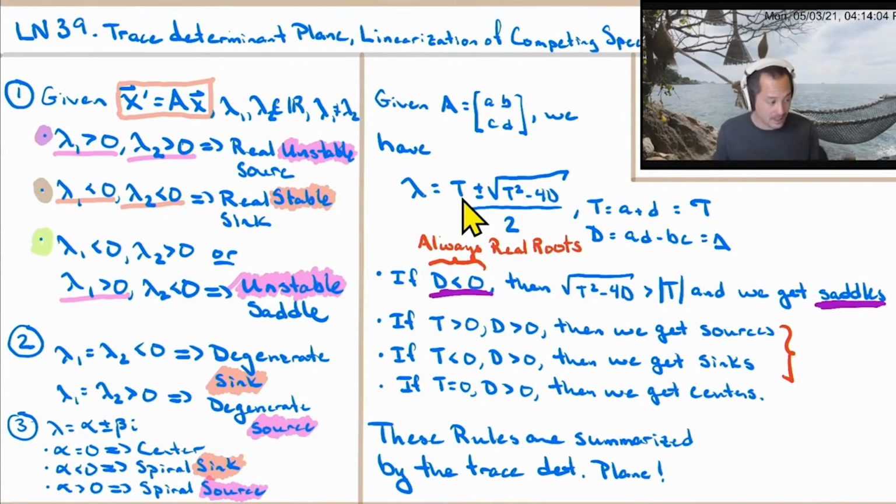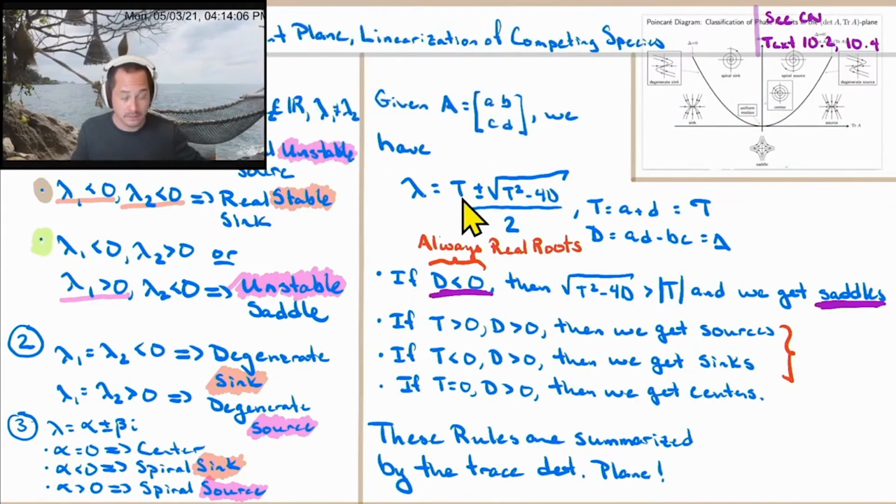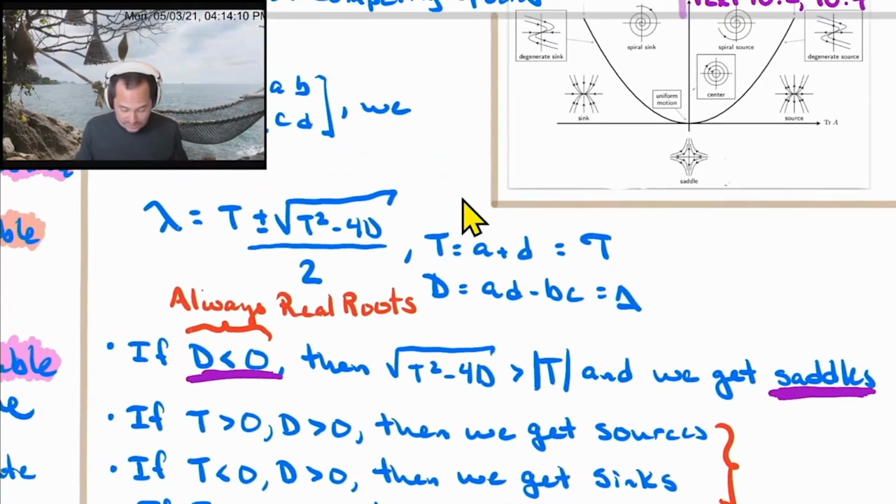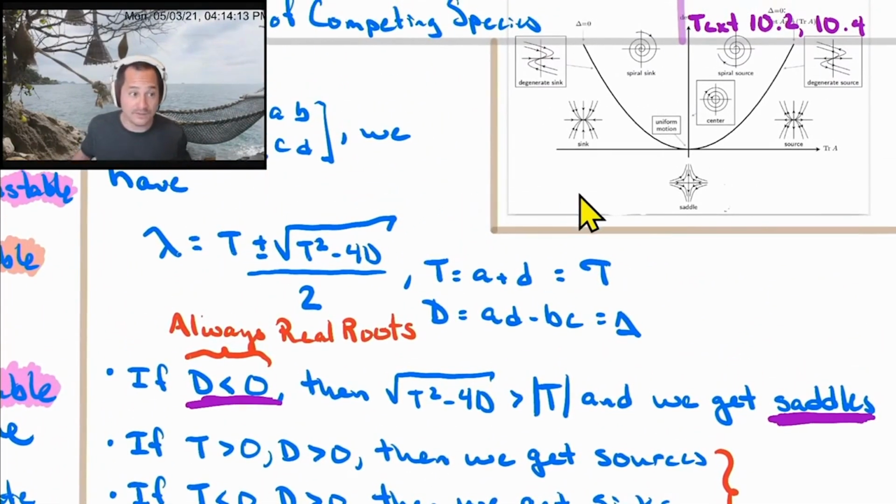Next. I'm going to move my talking head now so that I can zoom into this section. And what we've determined here is that if you graph trace on the horizontal axis and determinant on the vertical axis, whenever you're down in quadrant 3 and 4, those are all pictures associated with eigenvalues where one is positive, one is negative, so you always get a saddle.